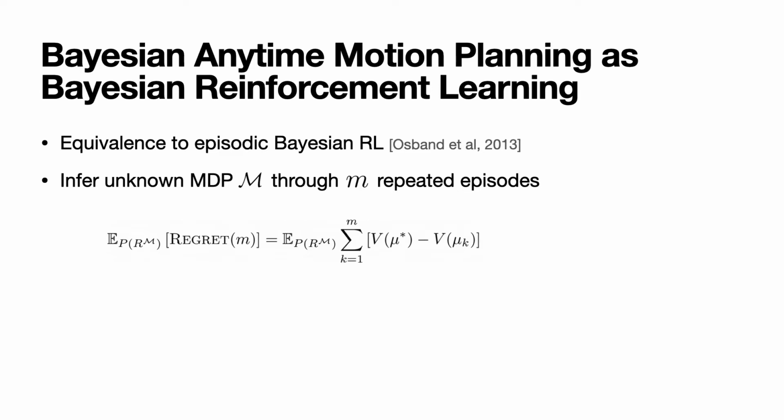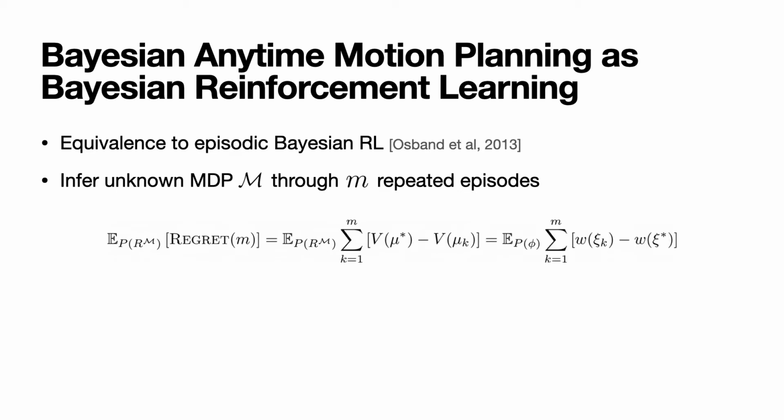In the paper, we model anytime search as a deterministic Markov decision process. Then, the Bayesian anytime planning problem is actually equivalent to the episodic Bayesian RL setting considered in prior work, where an algorithm infers the unknown MDP over repeated episodes of interaction. Their objective is called Bayesian regret, or expected regret. It basically asks, if my kth policy, mu k, had been the optimal policy, mu star, how much better would I have done? In expectation, how much more value would that optimal policy have accumulated?